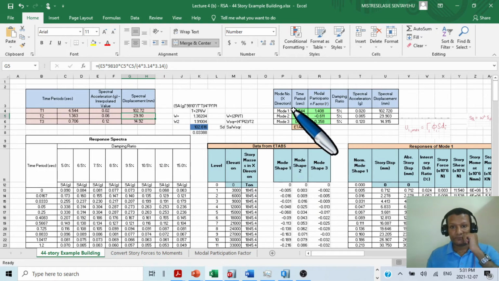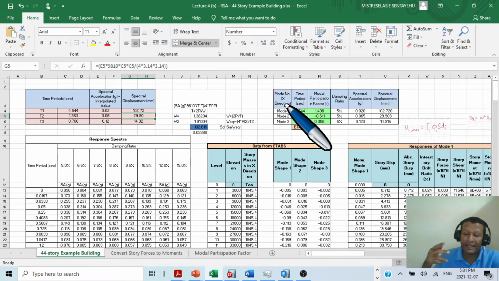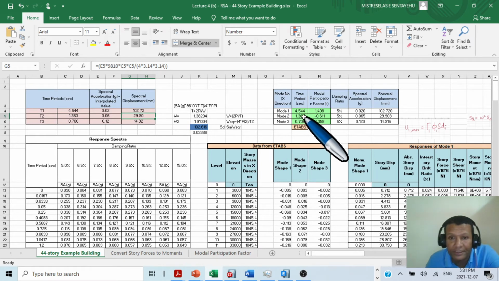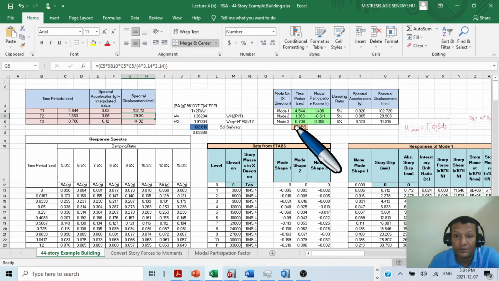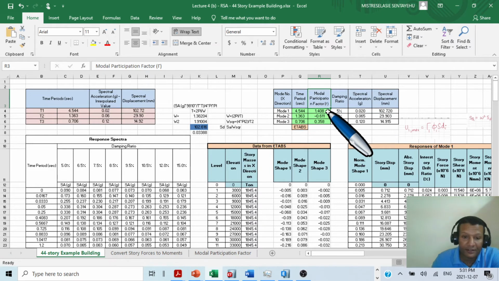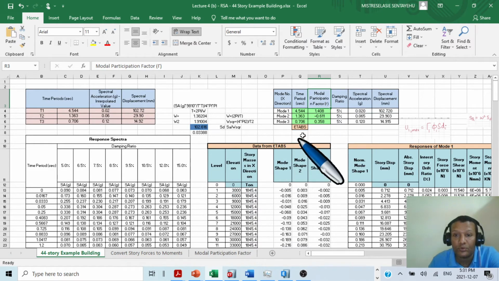After this, to reach 90% of the mass participation factor in our building, the three modes already reach more than 90%. So we will consider mode 1, mode 2, mode 3. These are the time periods we already brought: 4.544, 1.365, 0.76, for mode 1, mode 2, mode 3. And the mode participation factor, I will show you here how we calculate it.